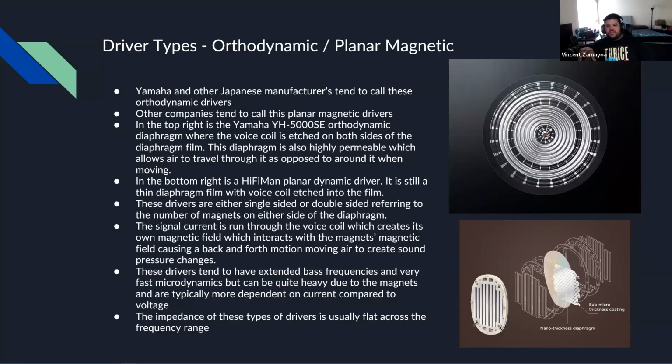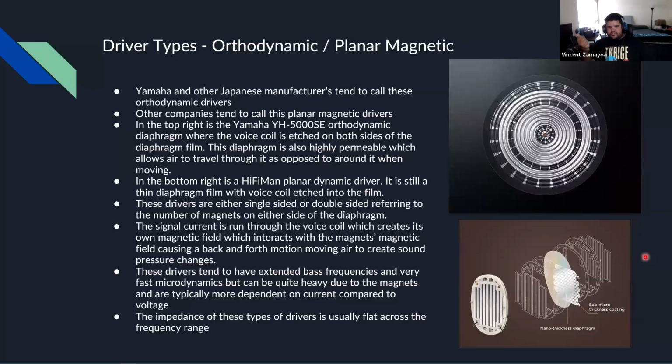The bottom right, I'm showing the Hi-Fi Man planar dynamic. You still see the diaphragm, which is this film. You see this circuit, which is basically a voice coil, and that's etched onto the diaphragm. And so you still run a current through the voice coil, and that still creates a magnetic field, which, because it's etched onto the diaphragm, will interact with the magnet structure and will cause it to move back and forth.